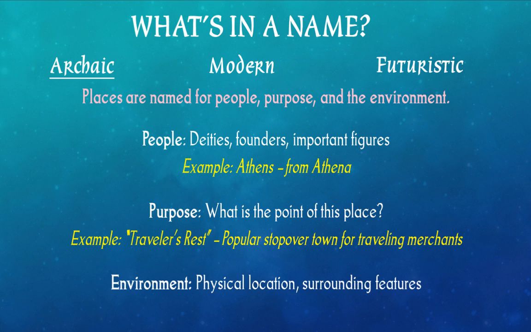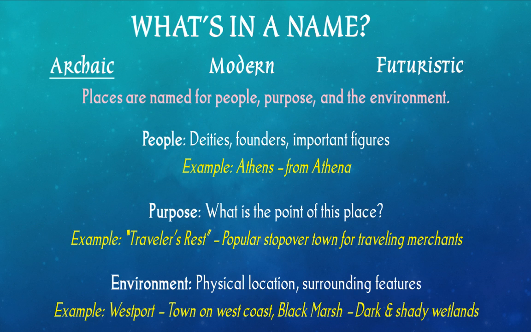And that's where you get physical location names. So Westport, it's a town on the west coast. It's probably got some docks where people can come in and trade. Blackmarsh, it's a wetlands, and it's dark and it's shady. And it seems kind of like a no-brainer to choose these names. But it's always been this way. In Elder Scrolls you have Reaper's March. And then you have places like Kingsport in Diablo. You have places that are named for what they are and where they are.